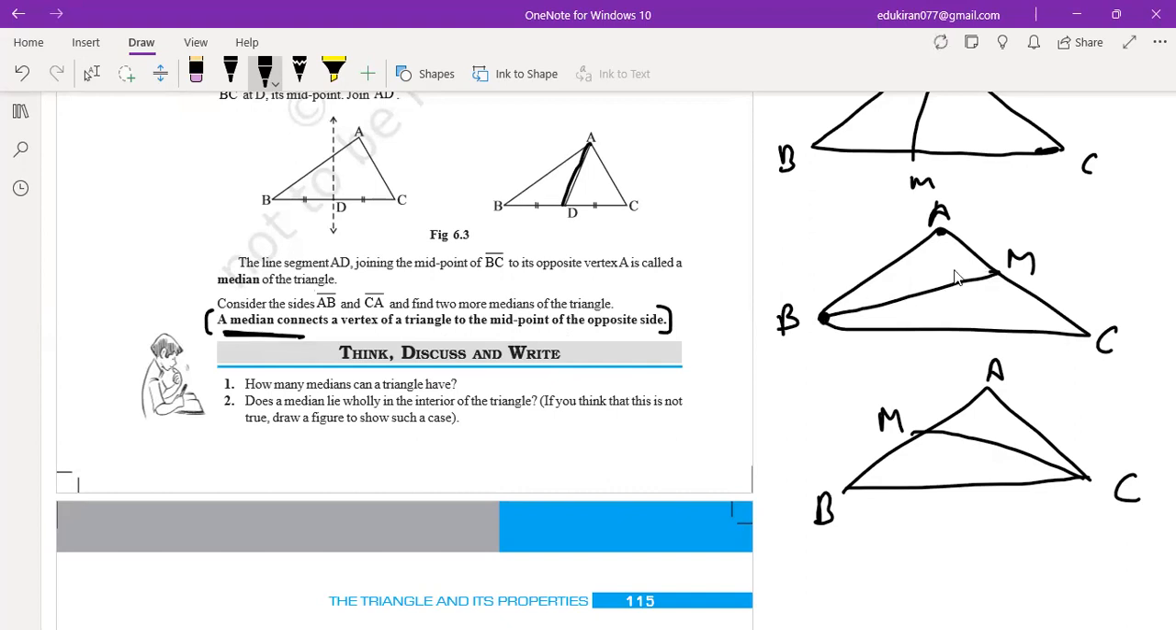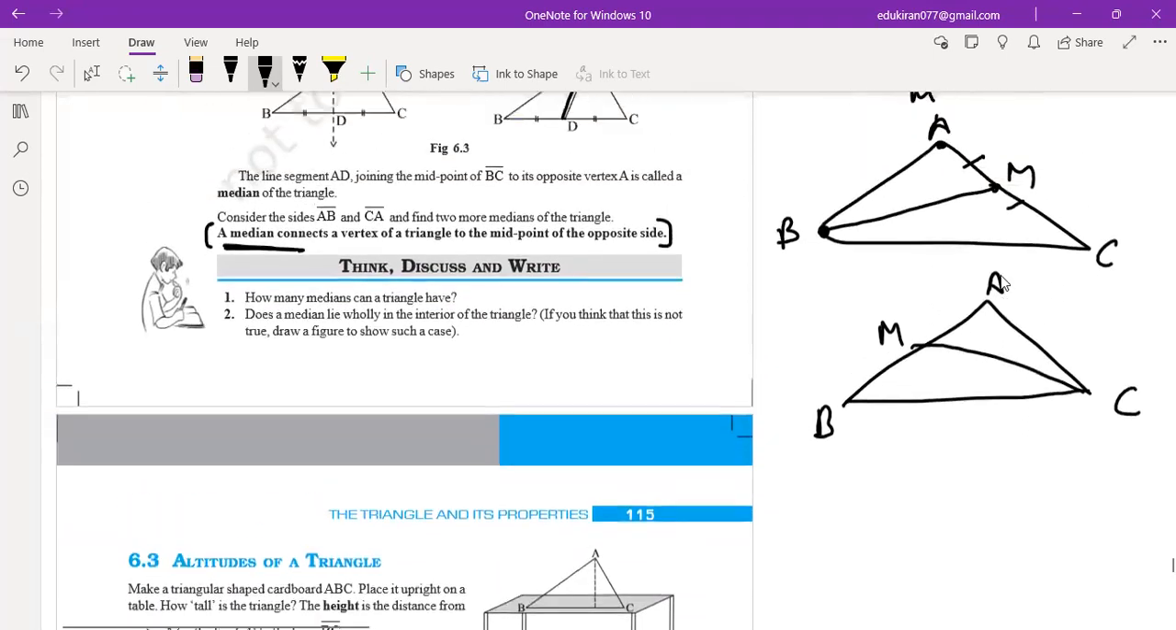Bisect basically divides the line into equal parts, like a straight line. But in median, it will have an opposite line. Median is basically a line from a vertex of the triangle that goes to the midpoint of the opposite side. Clear? Clear, ma'am. Okay, so over here, this midpoint itself means that it is in the middle. So this and this, they are equal, right?